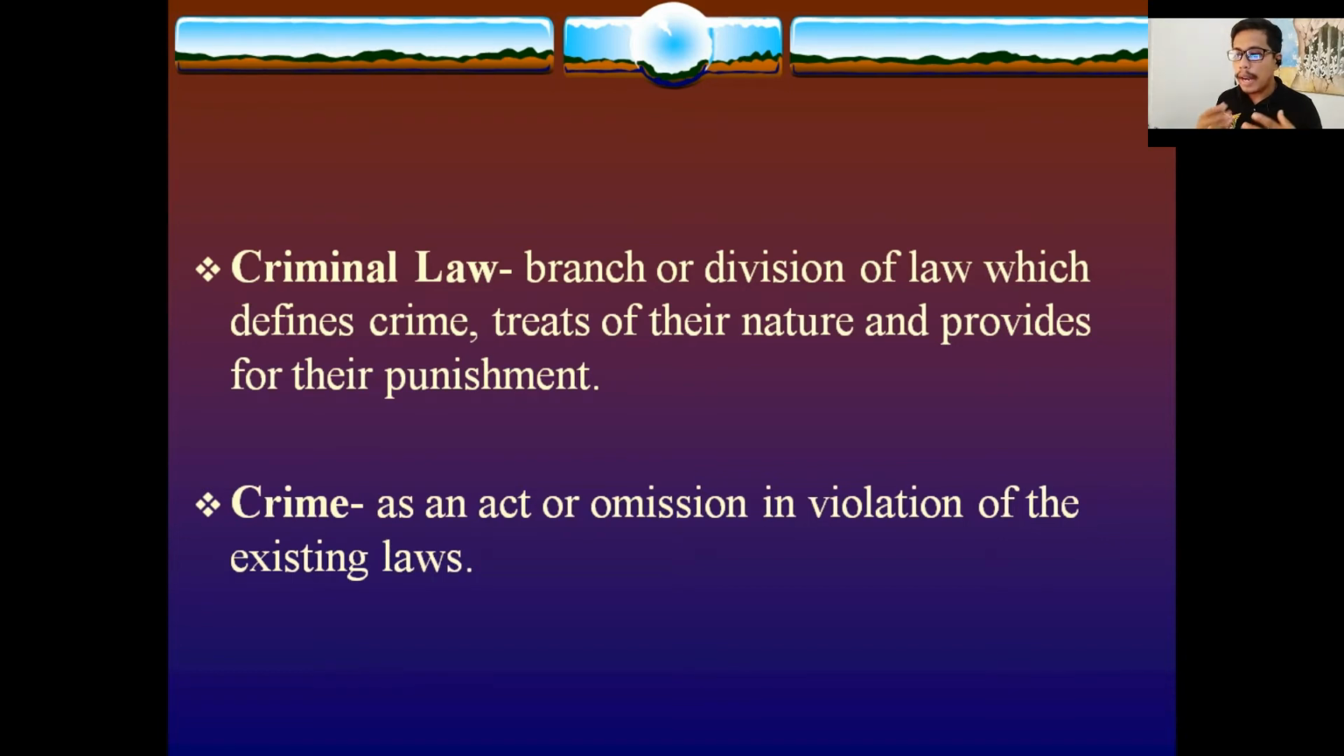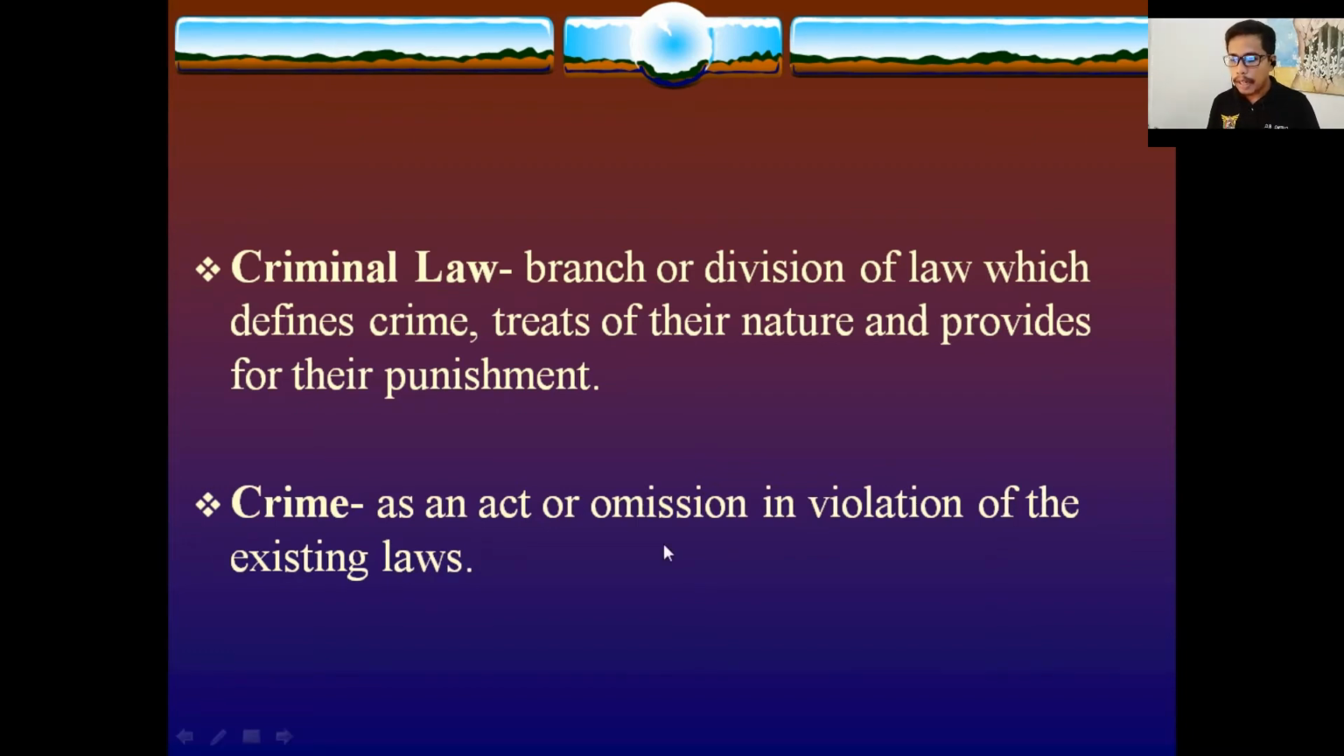Now, for an act or omission to be considered as a crime, there should be an existing law that punishes it. Because if there is no existing law that punishes a particular act or omission, such act or omission shall not be considered as a crime. For the act or omission to be considered as a crime, there should be an existing law that regulates it.